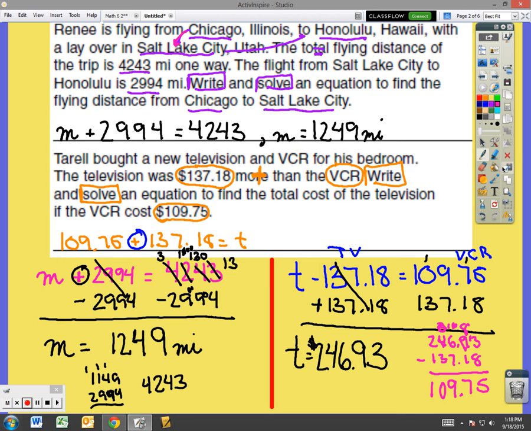Perfect check. So my equation up here goes like this. We'd have t minus $137.18 is equal to $109.75. We then know that t equals $246.93. All right, hope that helps you out a little bit.